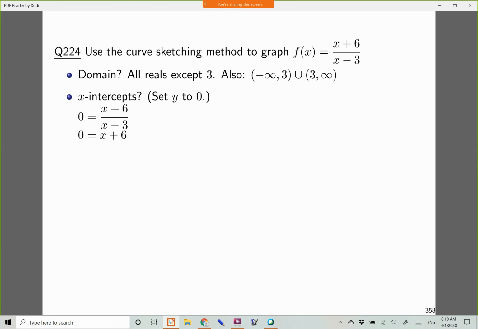Now this equation isn't so bad to solve. Subtract 6 on both sides. I just swapped the two sides of the equation. So we have x is equal to negative 6. All right, so that's our x-intercept.